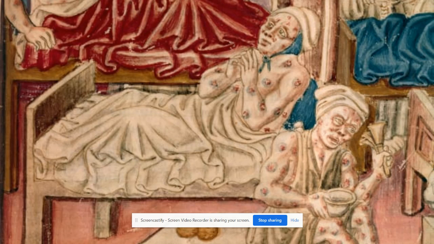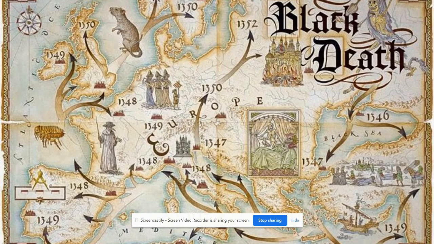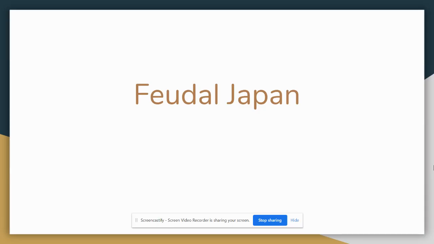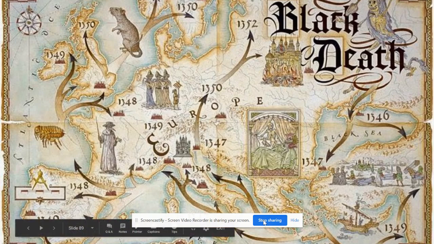Here are what some of the buboes depictions would be. So again, it's those large, painful swellings that would cover the body. And just another map. Okay, so this is where we're going to end.